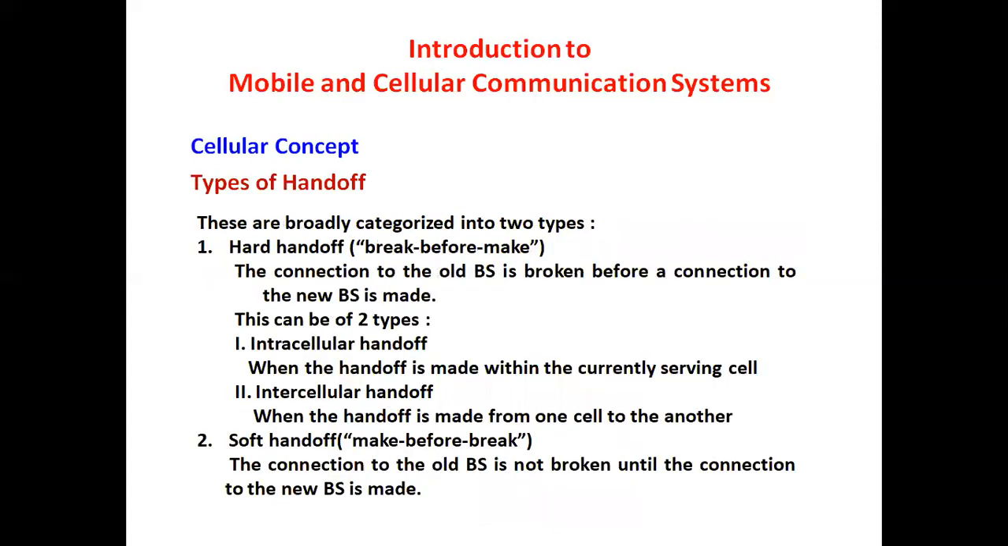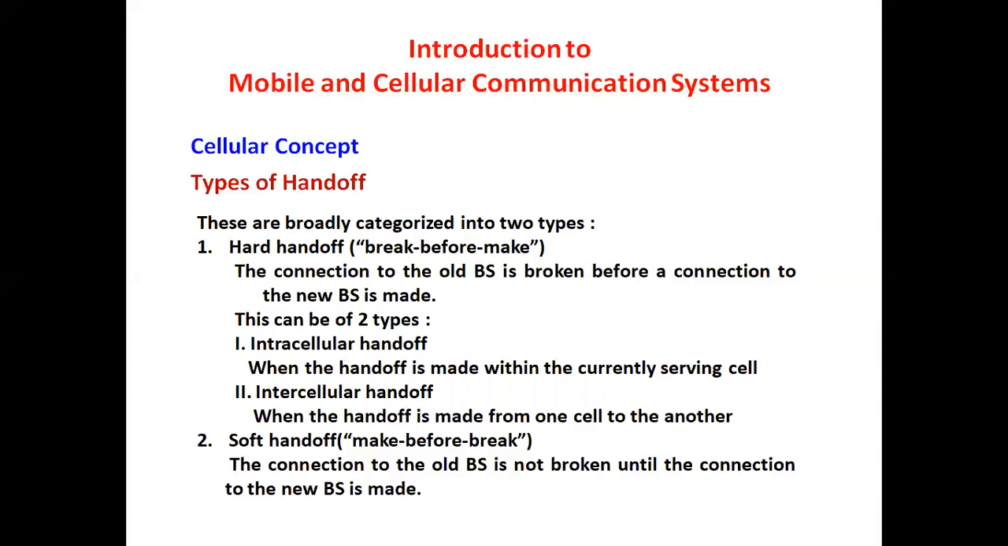Now we want to look at the types of handoff. They are broadly categorized into two types: hard handoff and soft handoff. Hard handoff is also called break before make. It means the connection to the old base station is broken before a connection to the new base station is made.